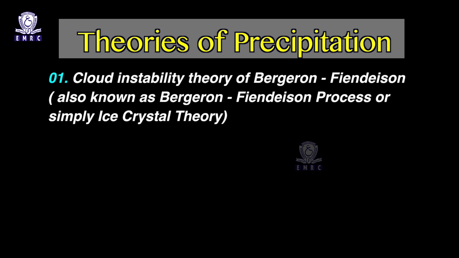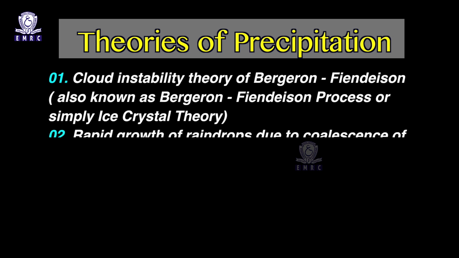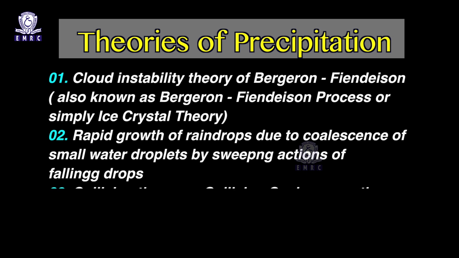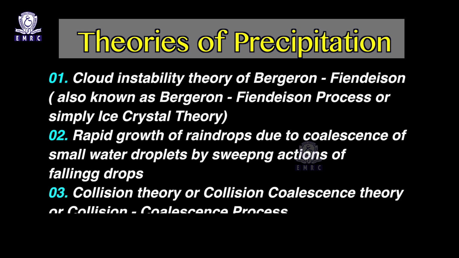Theories of precipitation. The theories of precipitation and rainfall are grouped in two main categories on the basis of processes of formation and growth of raindrops. Namely, rapid growth of raindrops due to growth of ice crystals at the cost of water droplets, firstly, the cloud instability theory of Bergeron-Findeisen, also known as the Bergeron-Findeisen process or simply ice crystal theory. And then comes the rapid growth of raindrops due to coalescence of small water droplets by sweeping action of falling drops, the collision theory, or the collision coalescence theory, or simply collision coalescence process.